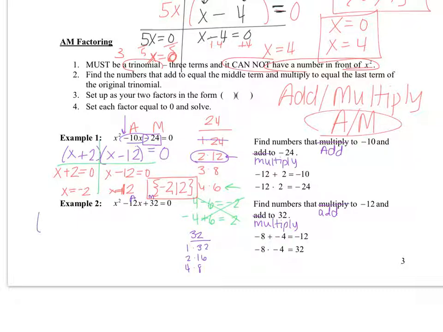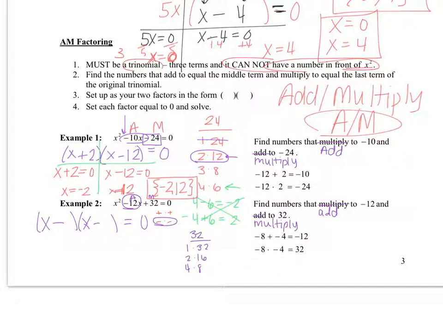So now I'm going to set up my 2 parentheses, x in the first spot of both always. And now because I have to multiply to a positive number, that could either be positive times positive or negative times negative. And because we are adding to a negative number, I'm going to choose the minuses. Negative plus negative stays negative.